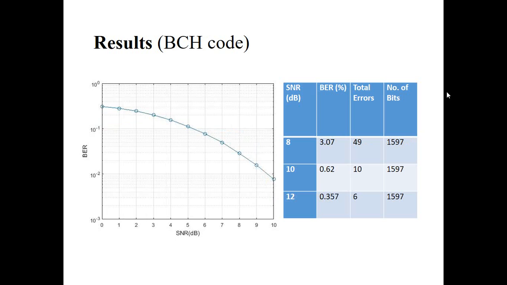Let us move on to BCH code. For BCH code, the BER SNR curve follows a similar kind of polynomial function as we saw in Reed-Solomon code, and it also has a very good bit error rate, ranging from around 3% to as low as 0.35%.